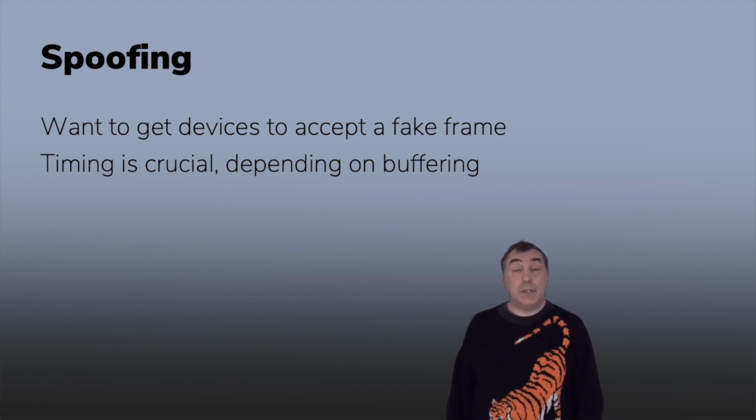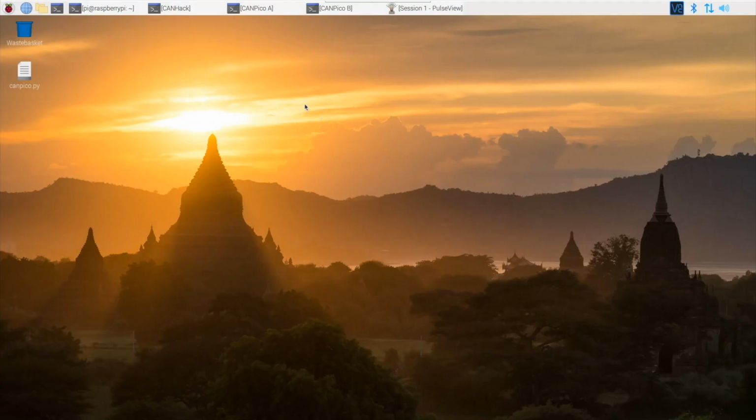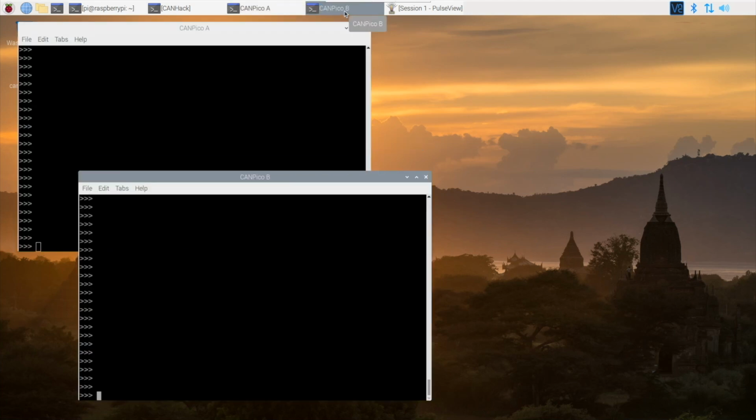The doom loop happens when two CAN controllers send the same frame at the same time and they clash, causing errors, and then both retransmit their frames. This happens again and again and again in a loop, and we can show this happening in the lab. To see what happens when two CAN controllers both transmit frames with the same ID, we can use the two CANPico boards.